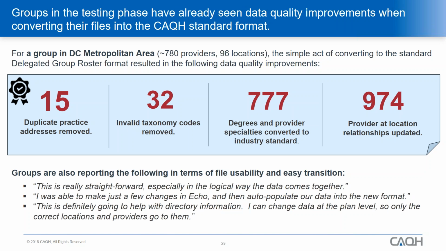They had 777 degrees in provider specialties converted to industry standards. So they're using values that were not standard, which our standard roster helped them with. And over 900 provider and location relationships were updated. And this is really cleaning up the directory information in the industry. Some of the comments we received were that this is really straightforward, it's logical. Someone said I was able to make just a few changes in their ecosystem and then auto-populate it in the new format. So again, the goal is we want this to be easy for groups to adopt, and we want health plans to utilize this because we think the information is going to be much better than it was before.